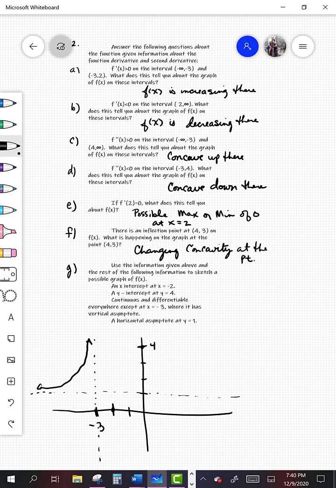It's decreasing from 2 to infinity. So it's going down. I know it's increasing, let's see, from -3 to 2. So it's passing this x-intercept, it's passing this y-intercept, it's increasing, and it tells me that the second derivative is less than 0 from -3 to 4. So it's concave down. So increasing, concave down. Like that.